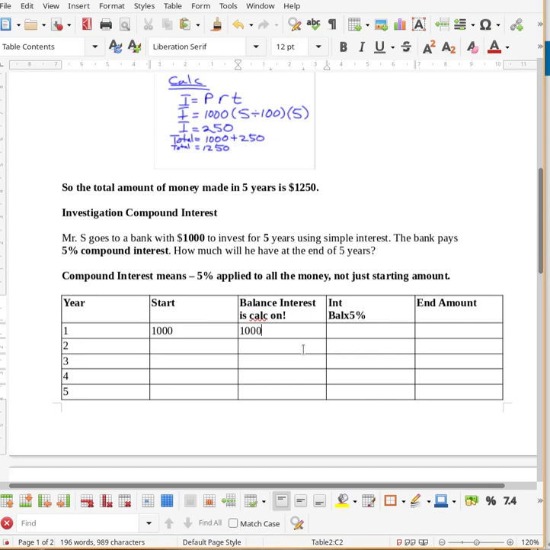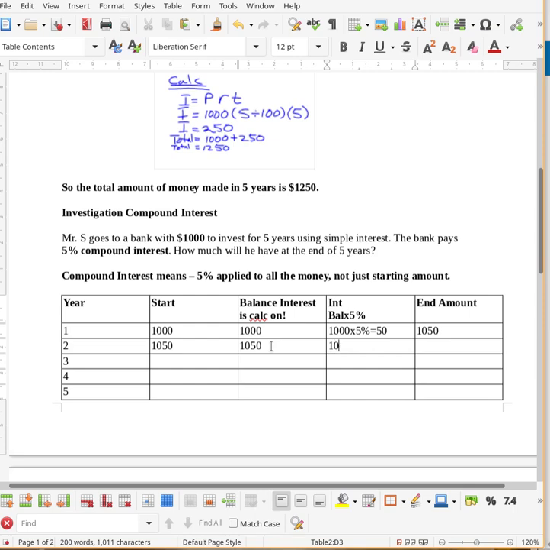Then we're going to calculate 5%, just like we normally did. So take 1,000 times 5%, and that gives us $50, right? So the amount of money that we have at the end of the year still ends up being $1,050, just like before. Now, at the beginning of the next year, we start with $1,050, but this time, instead of only starting with 1,000, we're going to put $1,050, right?